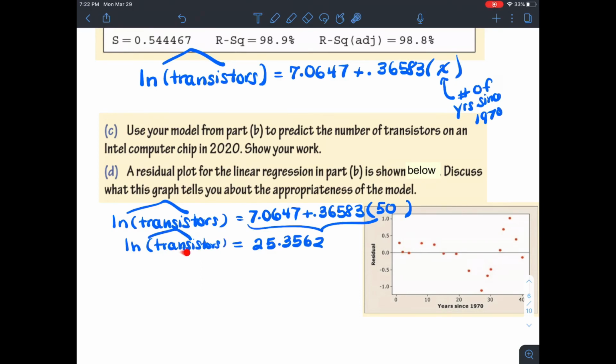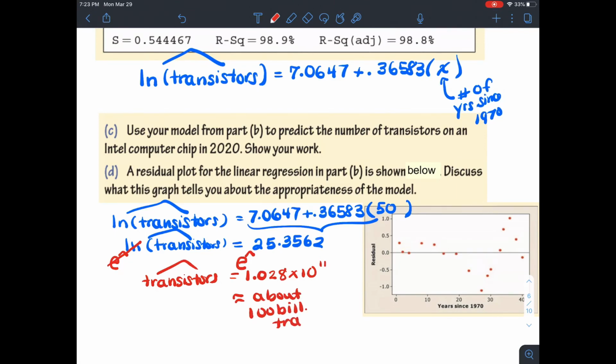Now keep in mind, the goal here, we need to get just transistors by itself. We need this natural log to cancel. Remember what the base is on a natural log. The base is an e. So if I were to raise this entire left side, e to that power, and do the same thing to the right side, that would in effect cancel out my natural log, leaving me with just the predicted number of transistors equal to whatever e to the 25.3562 power would be. That comes out, if we type that in, to a really big number. It's expressed in scientific notation. It's roughly about 100 billion transistors is what would be predicted for the year 2020.